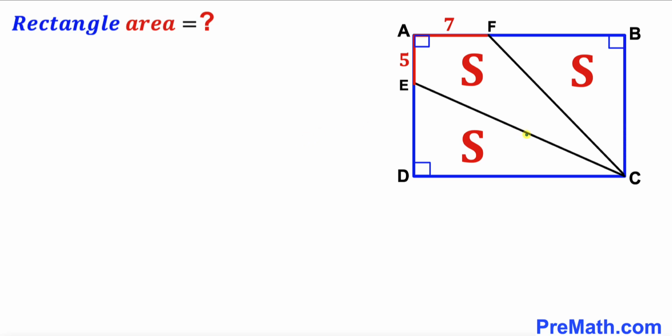Welcome to PreMath. In this video, we have this rectangle ABCD that consists of three regions, and all these three regions have the same area, as you can see in this given diagram. And moreover, this segment AF is 7 units, whereas this segment AE is 5 units. And now our task is to calculate the area of this rectangle ABCD.